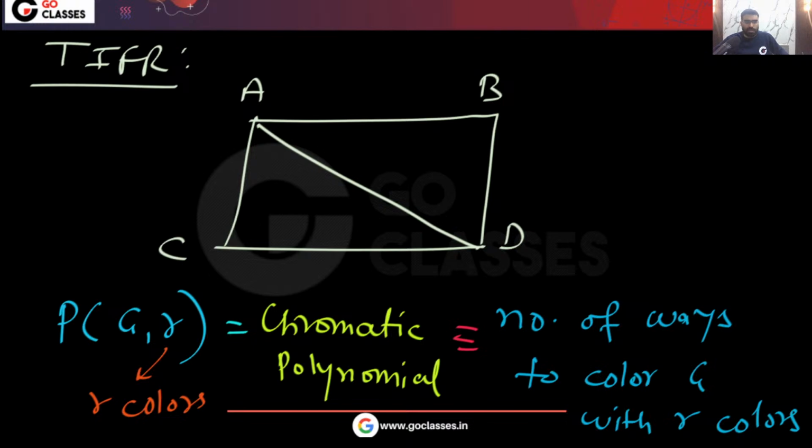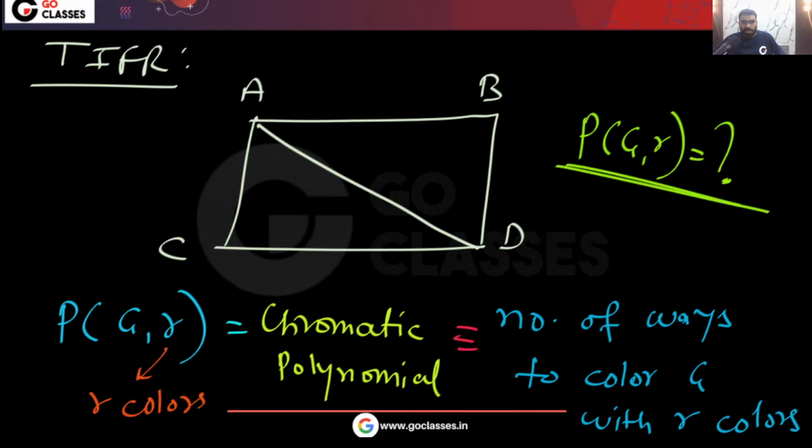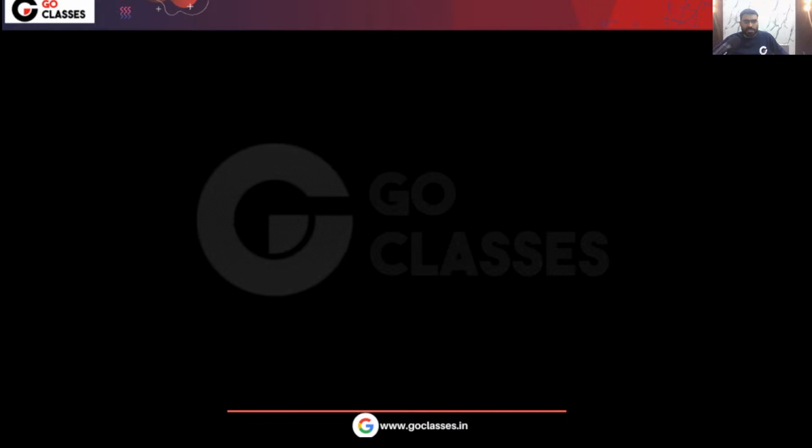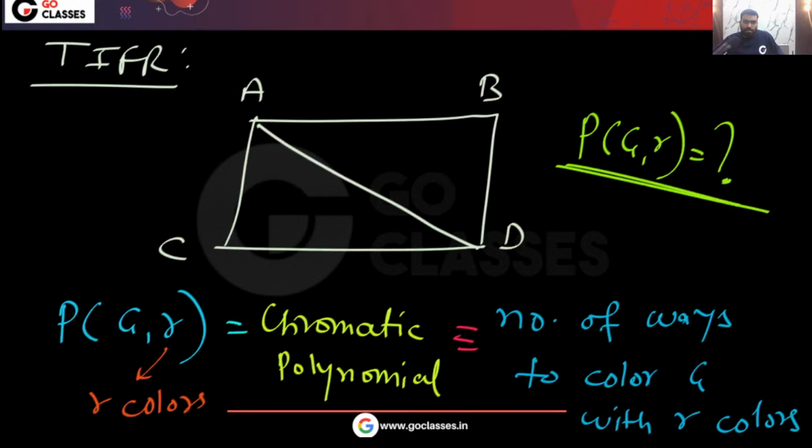Okay, so tell me quickly. For this graph, what will be PGR? Find PGR for this graph. How many ways are there to color this graph? Just find PGR. What will that be? Now this has become a cakewalk for you. You have become an expert now.